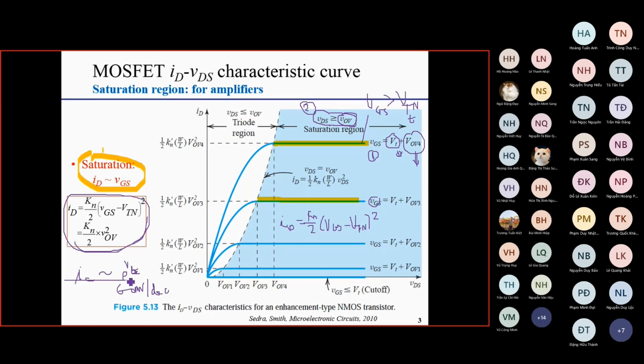For BJT, just a small delta V of the input voltage VBE, only 60 millivolts, can induce a change of 10 times in delta IC. For field effect transistor, this amplification effect is less important because the relationship between ID and VGS is not an exponential; it's just a quadratic relationship here.